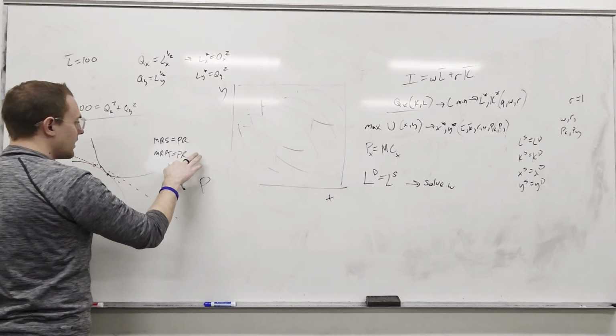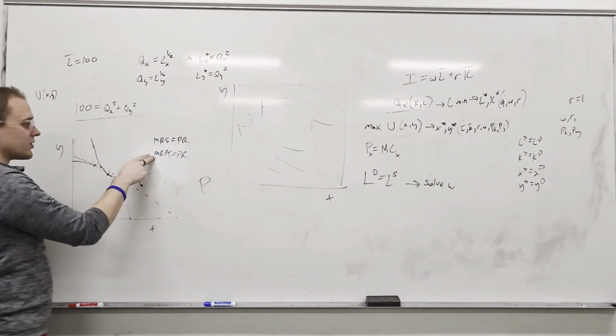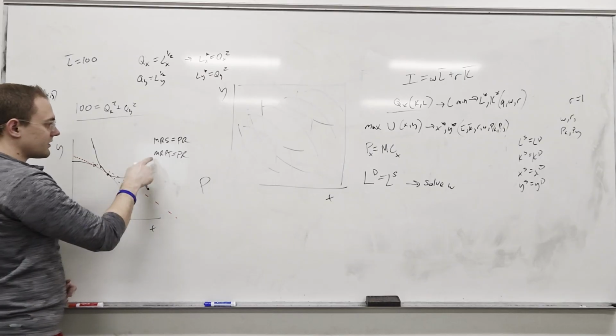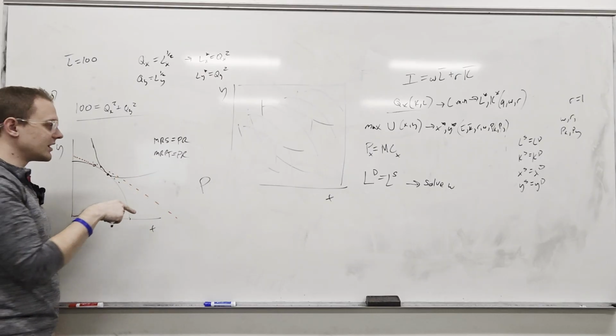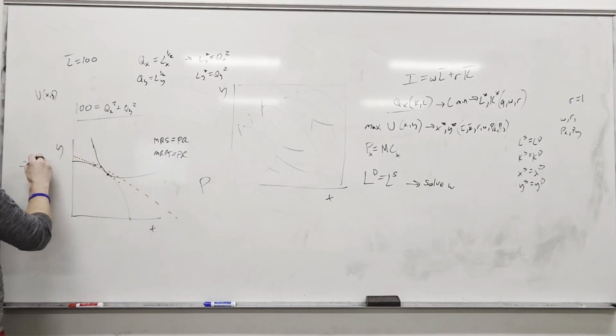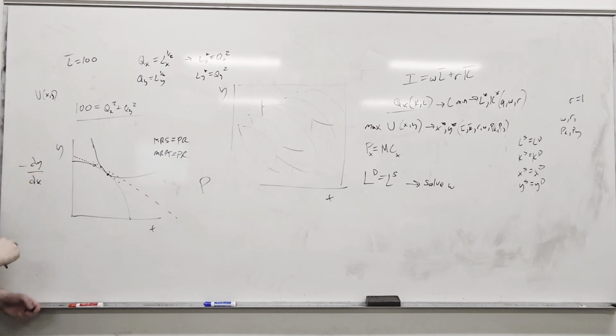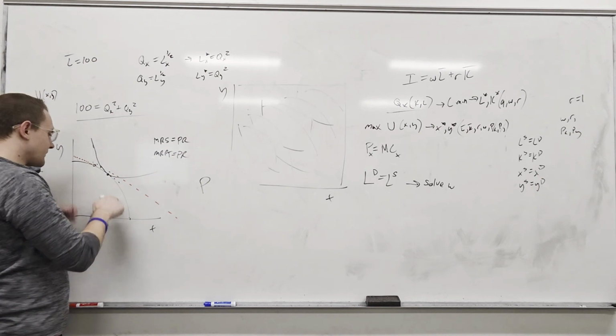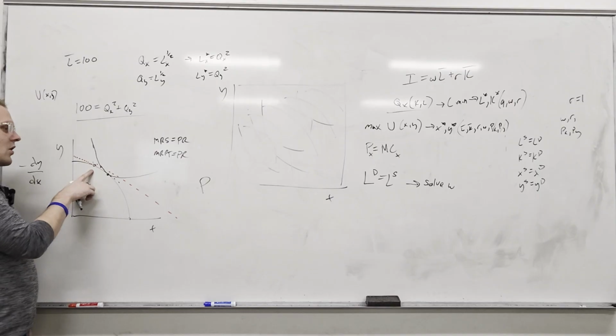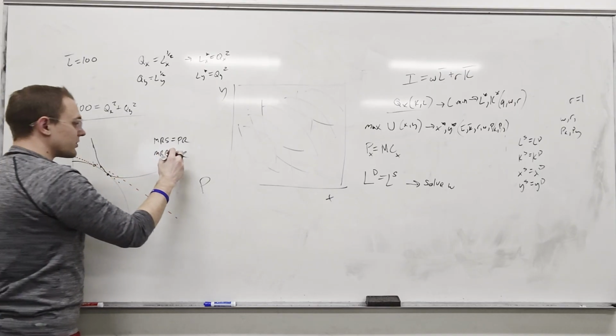So these are still true, but independently of each other, right? The MRS does not equal the MRPT anymore. Oh, by the way, the MRPT, if you forgot, is negative dy/dx. Anyway, so they're going to produce right here, where the MRPT equals the world price ratio.